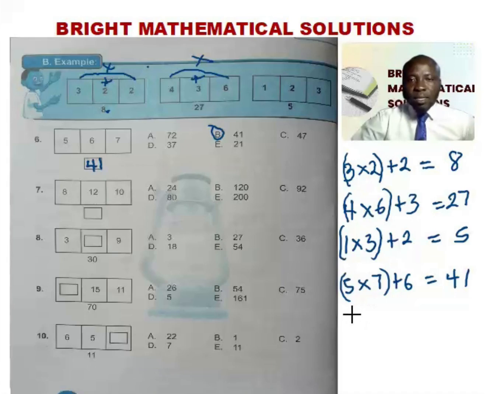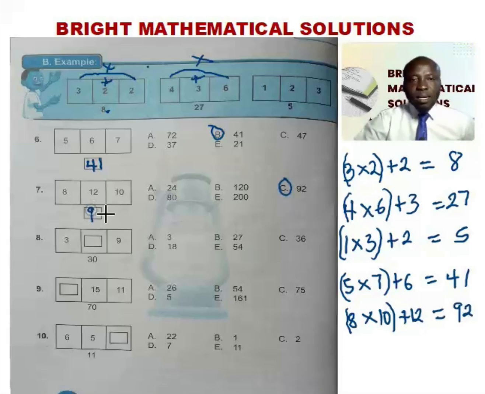Let's look at the second one. We have 8 multiplied by 10 plus 12. 8 multiplied by 10, that's 80. Plus 12, that gives us 92. So our answer here is C. What is missing here is 92.